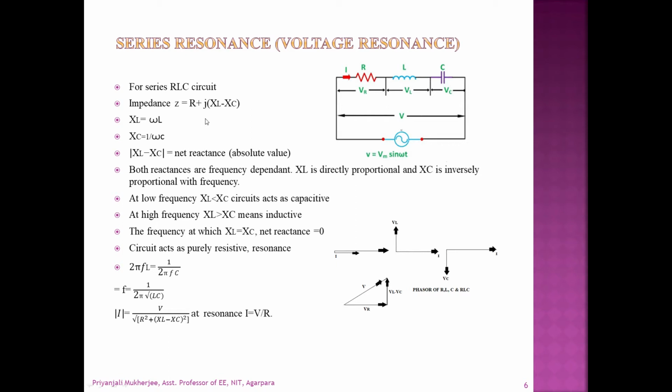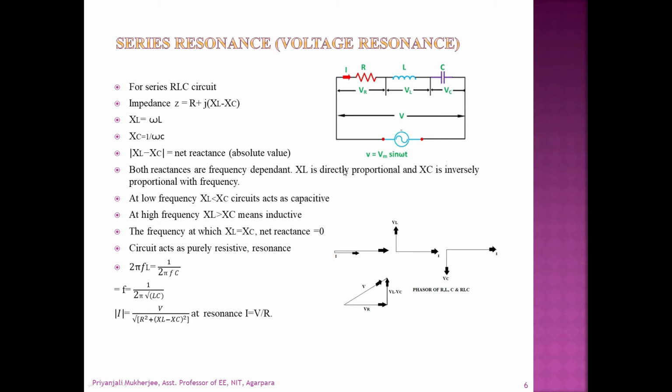Now, at the resonating frequency, this imaginary term becomes 0, so the total impedance becomes the total resistance, and XL is equal to XC. If we compare, XL equal to XC means 2πfL equals 1 by 2πfC, and then we can find the resonating frequency f equal to 1 by 2π root over LC.